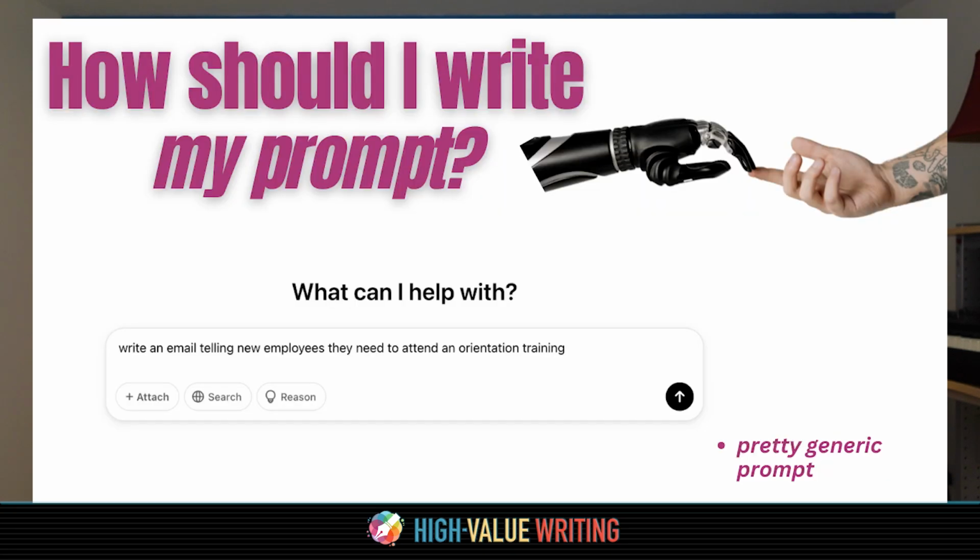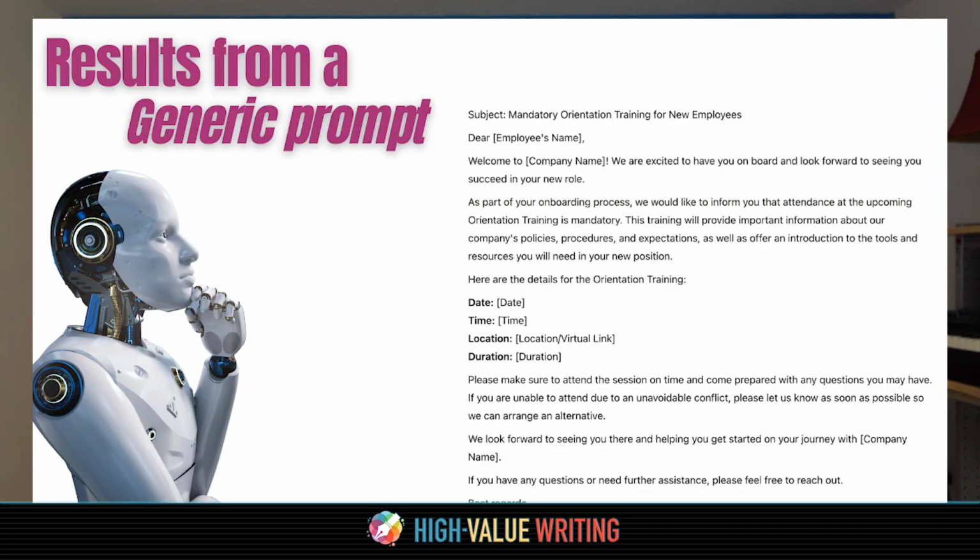Okay, first example, using ChatGPT with a generic prompt. I asked the program to write an email telling new employees they need to attend an orientation training. So I kind of clarified who it was for, but not much else. Here's what I got. It's a little long for my taste, and you'll see if you look a little closely, it might have a little bit of a generic feeling.